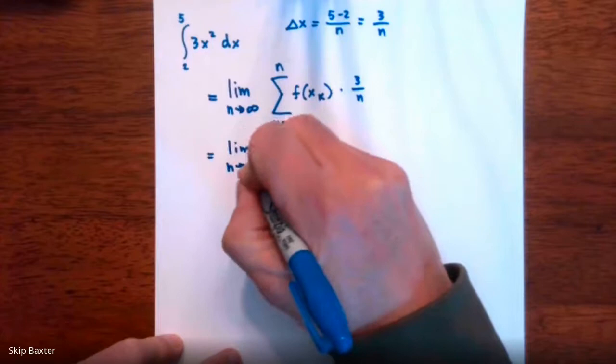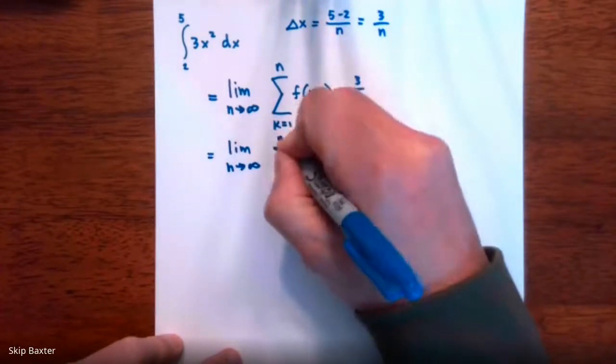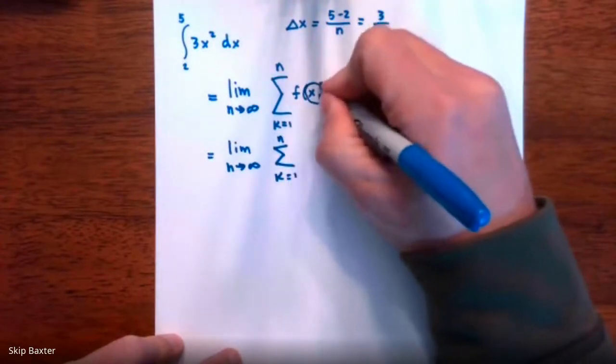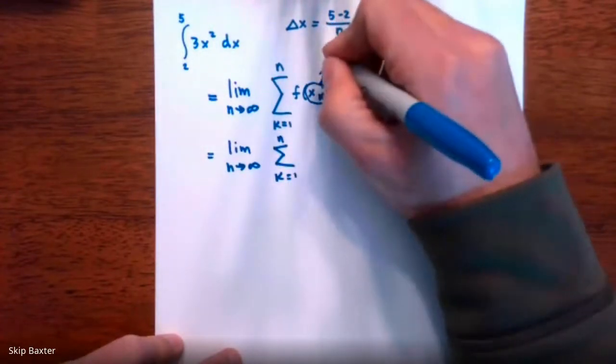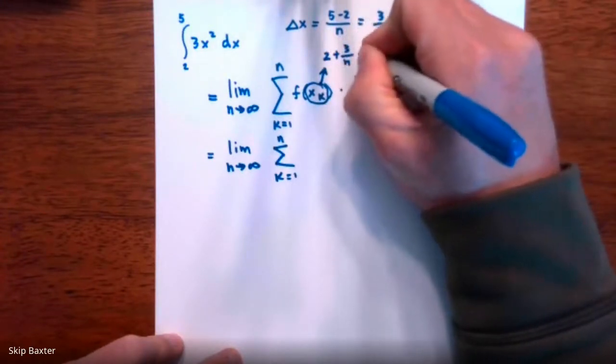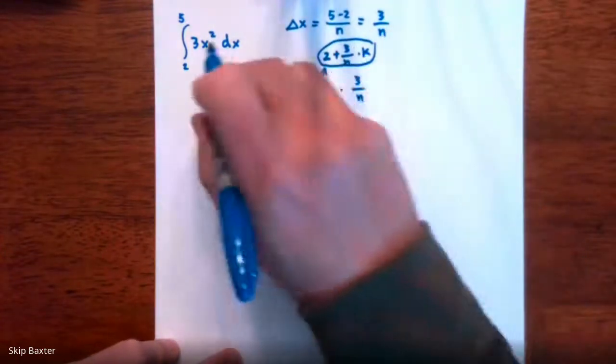the limit as n goes to infinity, summation k equals 1 to n. It's really going to be what you get when you substitute x sub k into the function. But x sub k is really 2 plus 3 over n times k. That's what x sub k is. It's that amount, so you're going to plug this into the original function.